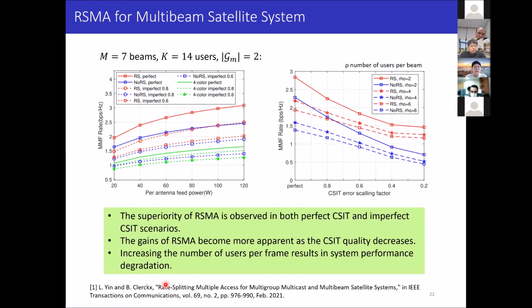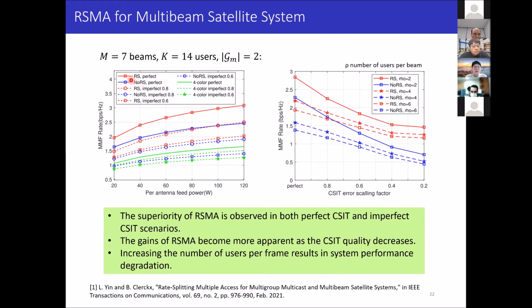So what we obtain with this is the following. This is an example where we have 7 beams and 14 users. We have 2 users per beam, as denoted here, so it's quite uniformly distributed. And you have rate splitting and no rate splitting. No rate splitting refers here to classical multi-user linear precoding, so there is no split of the message.